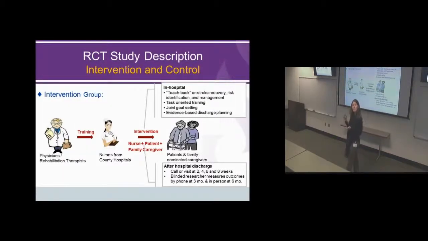We're going to start blinded outcome measurement at 3 months, and then at 6 months, so 3 months on the phone, 6 months in person, and then if resources permit, we'll do a 12-month follow-up as well.